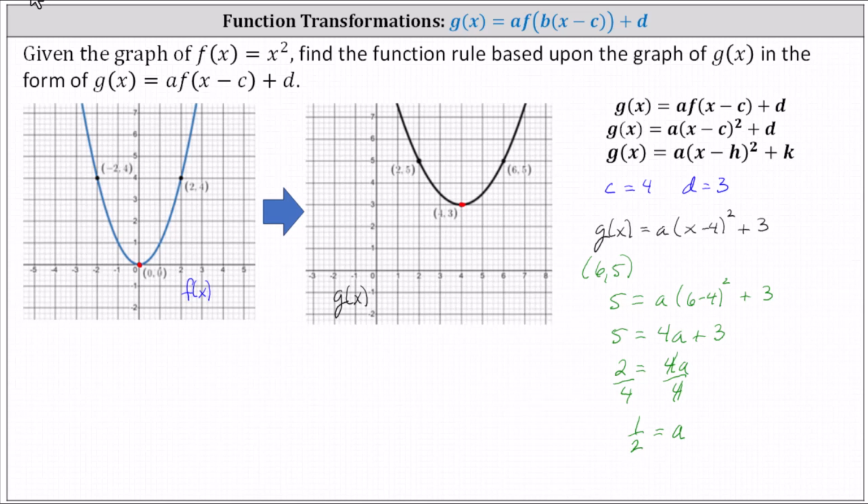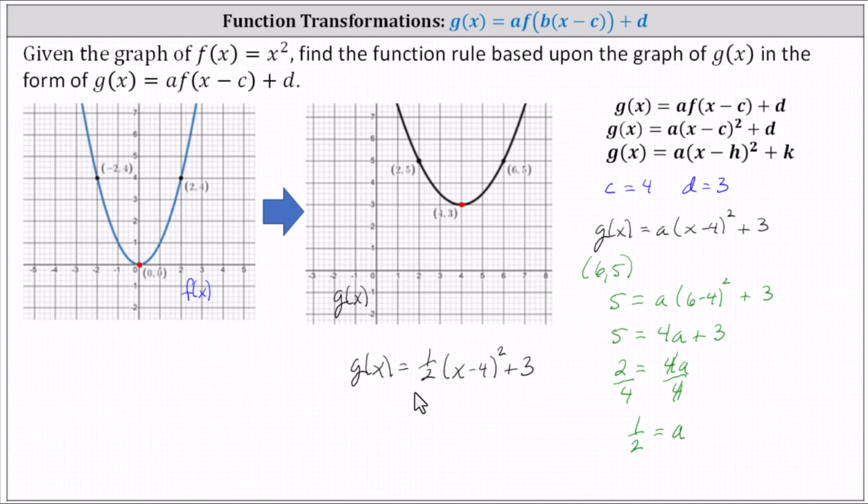Which means we now know the function rule for g of x is g of x equals 1/2 times the square of x minus 4 plus 3. Recall, because a equals 1/2, we have a vertical compression by a factor of 1/2. And now see if we can discover the value of a by analyzing the two graphs.